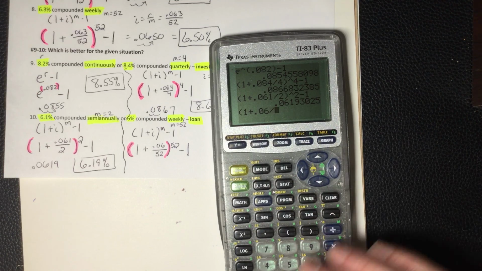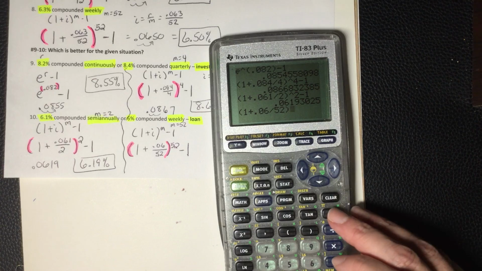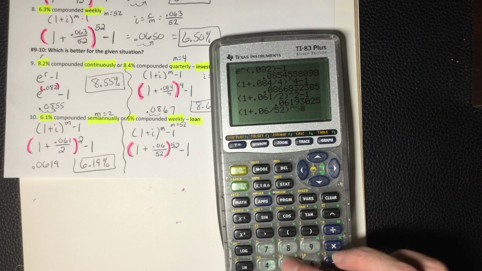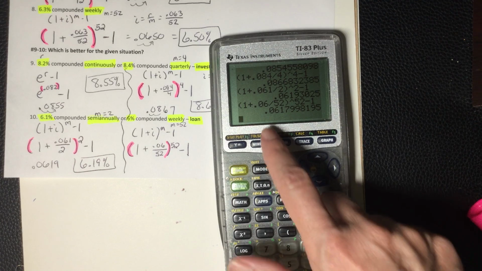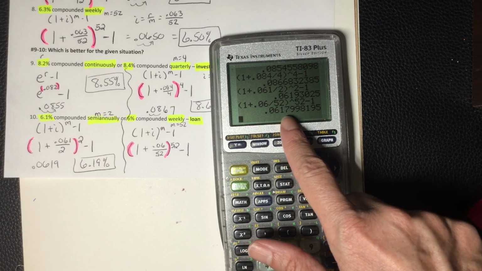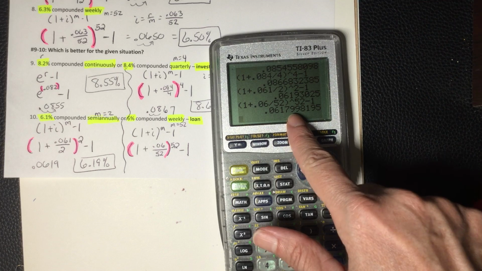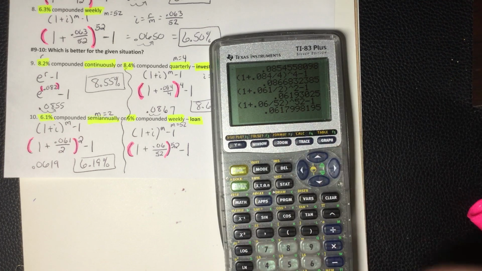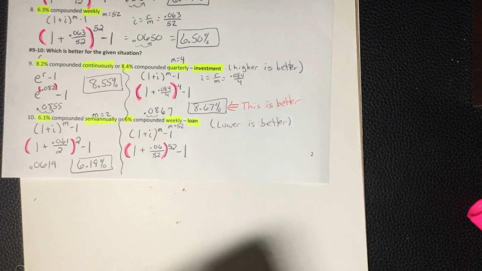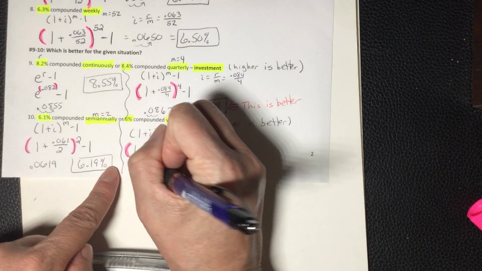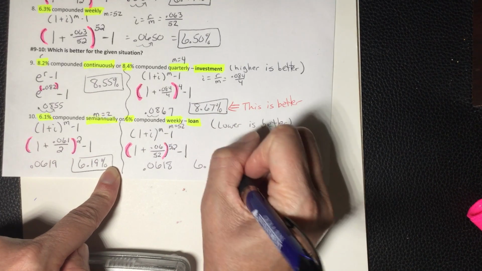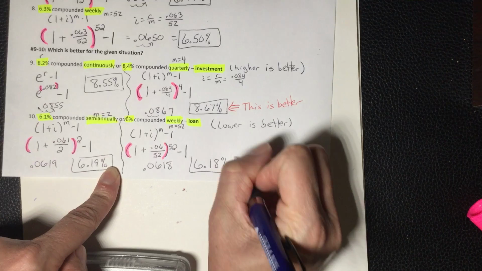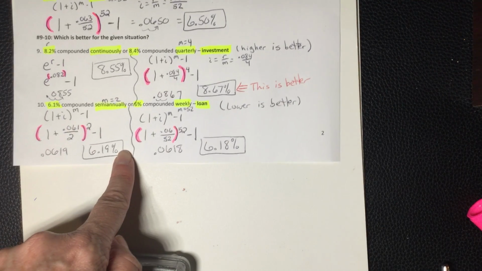A lot of the struggle here is just learning how to enter it correctly on the calculator. And a lot of that is where to put the parentheses. So I'm getting 0.0617, but there's a 9 next to it. So that 7 needs to round up to be an 8. So 0.0618. All right, so that's going to round to 6.18%. Now remember, for a loan you want lower.